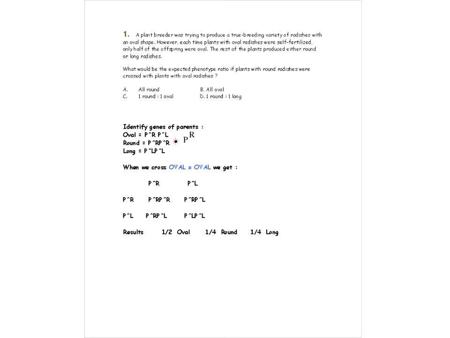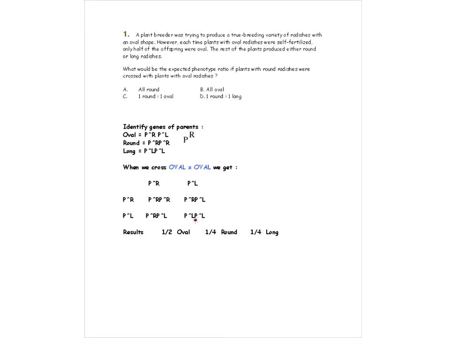And if you look at the results, when we cross oval times oval, you can see that that's the case, right? Half of them are oval. That's going to be these ones that have both an R and an L, right? This one and this one. And then the other quarter are going to be round and the other quarter are long.